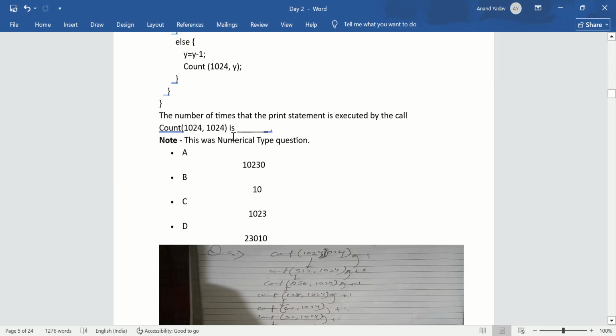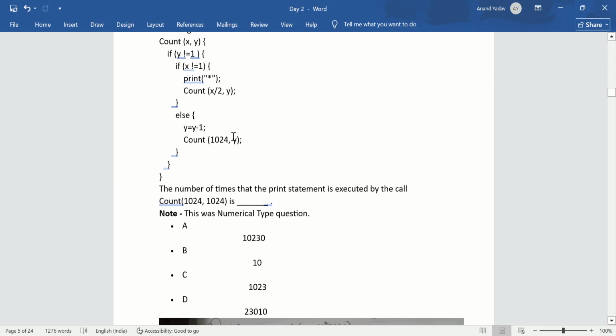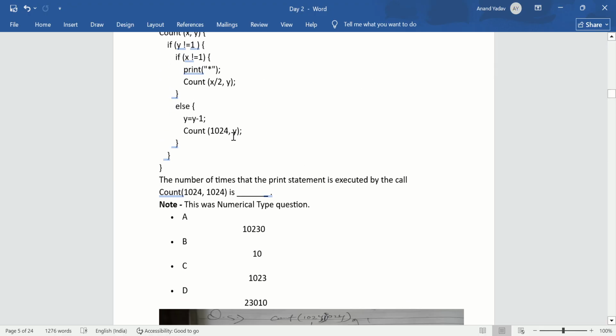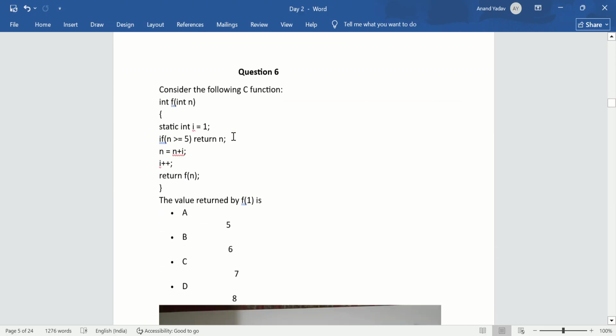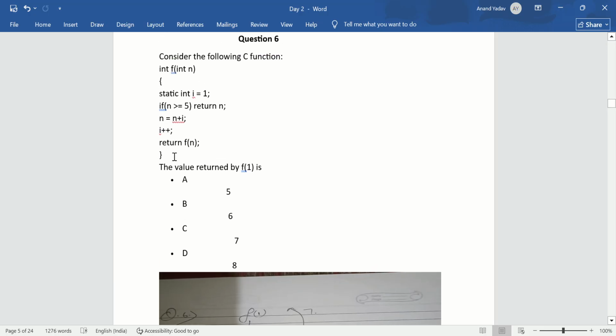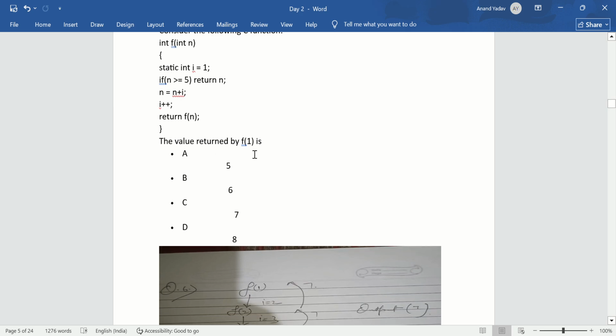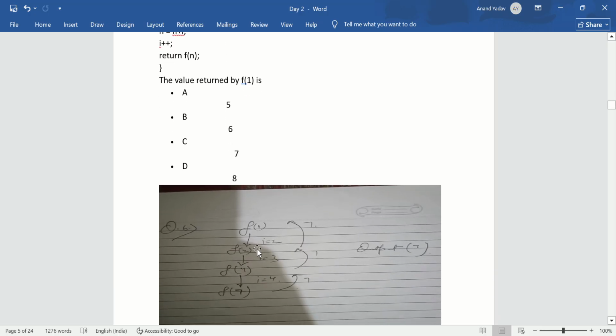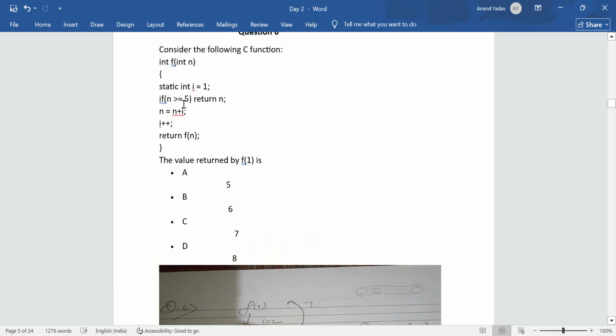You can practice through its own for better understanding. Now next question is, consider the shift function. Int f, for f it goes for 1 first, then 2, then 4, because n plus i, static int i is used. i is equal to 1.